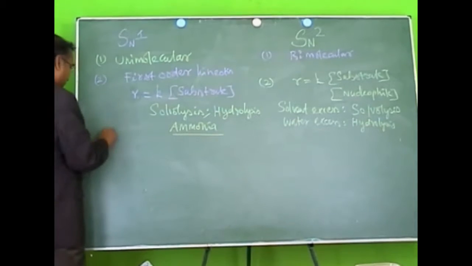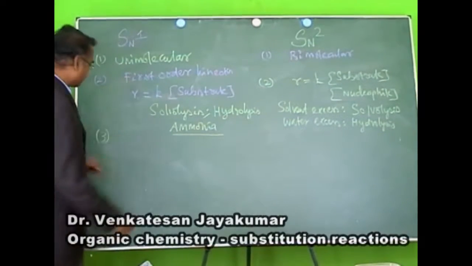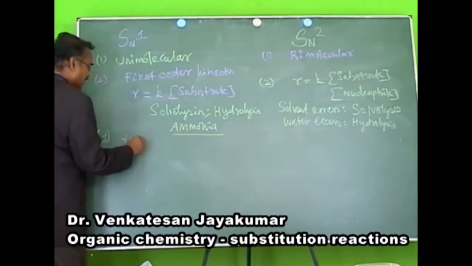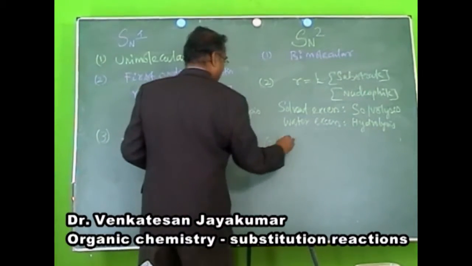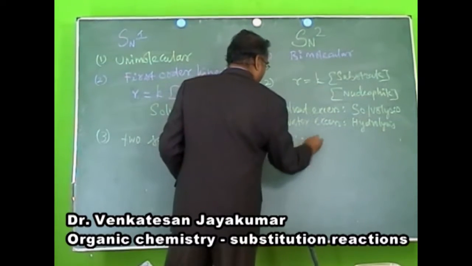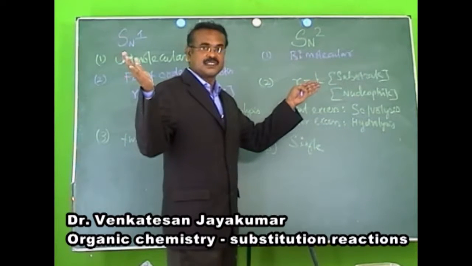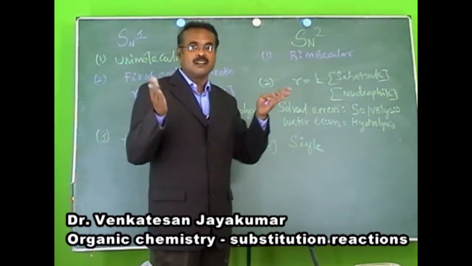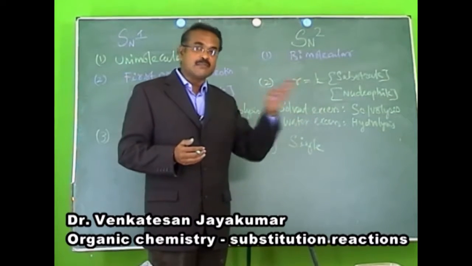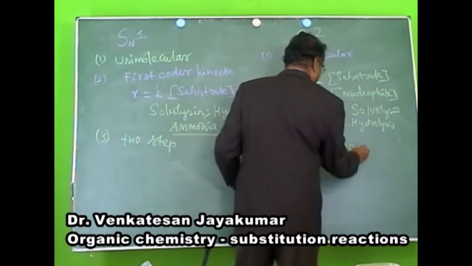Then the third point: SN1 occurs by 2 steps, so it is a 2-step mechanism. SN2 is a single step mechanism. In other words, we can say the whole process is a concerted process. Concerted means both bond making and bond breaking take place simultaneously. That is why it is called a single concerted mechanism.